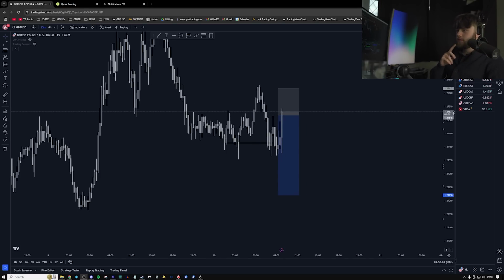Okay guys, so we have actually just had a surge in volatility, which does mean the trade is now active. We are currently in around a pip or so drawdown.